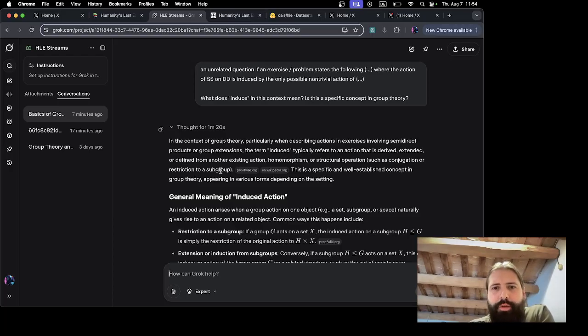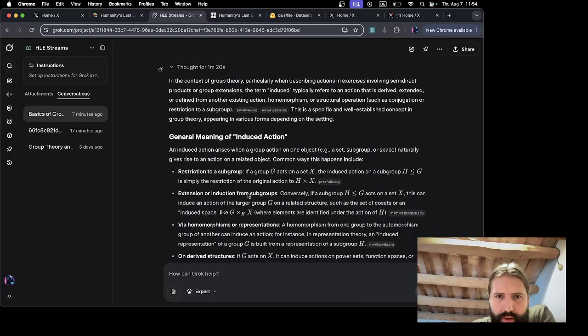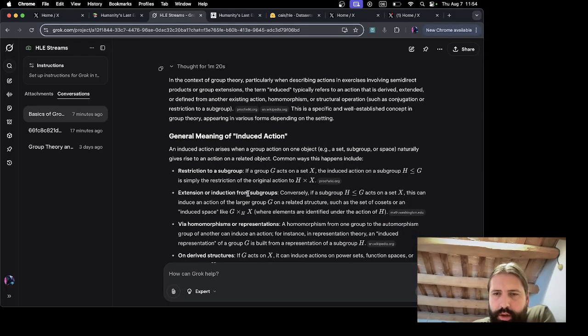Derived, extended, or defined from another existing action. Homomorphism. Okay, yeah. So an induced action arises when a group action on one object, set, subgroup, or space, naturally gives rise to an action on a related object. Common ways this happens would include restriction to a subgroup. So if a group G acts on a set X, the induced action on a subgroup H of G is simply the restriction of the original action. Okay, that's what it means.